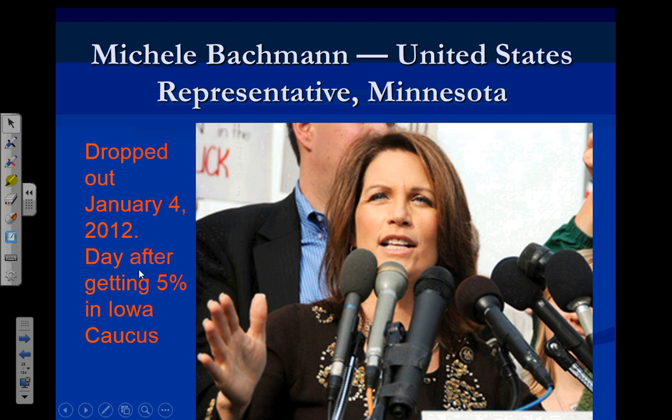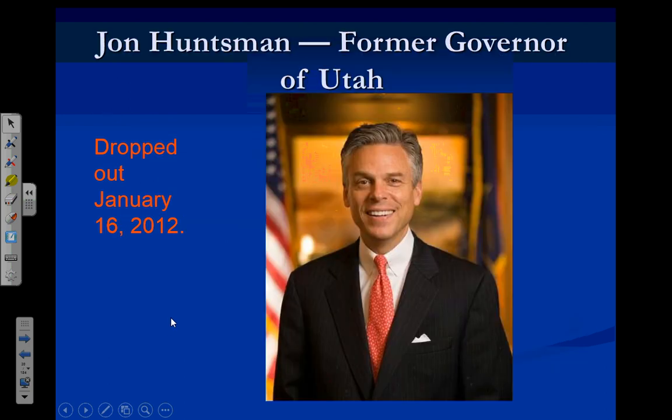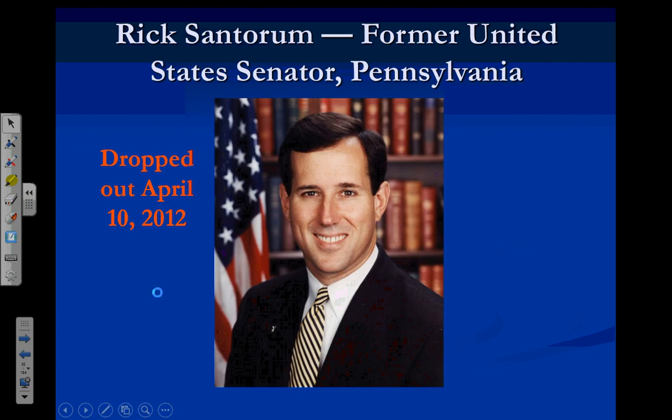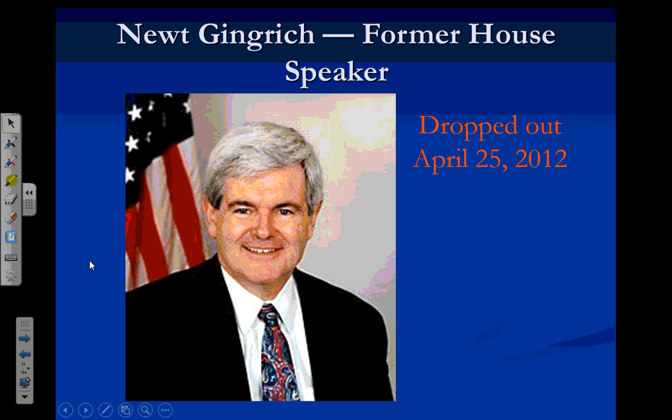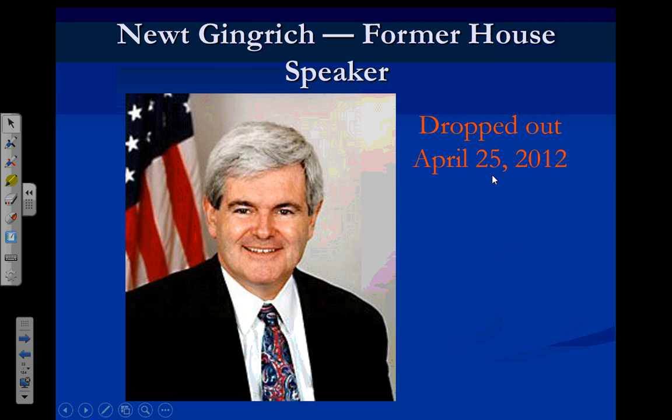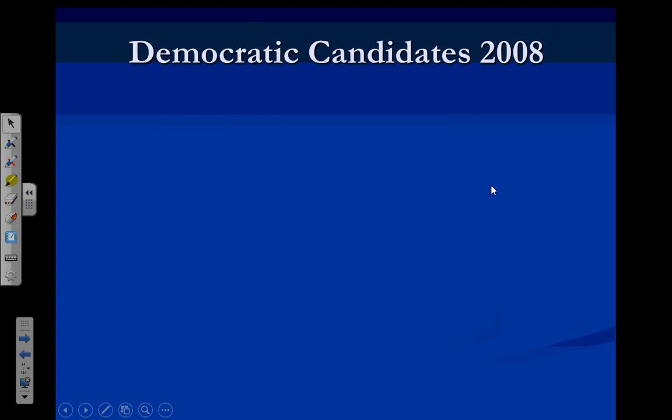Michele Bachmann dropped out after the Iowa caucuses, after the very first one. She only got 5% of the vote in that particular one, and she decided to drop out of the race at that point. Jon Huntsman dropped out in January, and so did Rick Perry. Rick Santorum dropped out in April, and so did Newt Gingrich. And after April was done, we still had May and June left. Really, there was only one candidate left. Now, that's not completely true because Ron Paul stayed in, but he wasn't getting enough delegates to, I guess, win the nomination anyway. So we really knew on April 25th who would be the Republican candidate for president, even though there were a number of primaries and caucuses left.